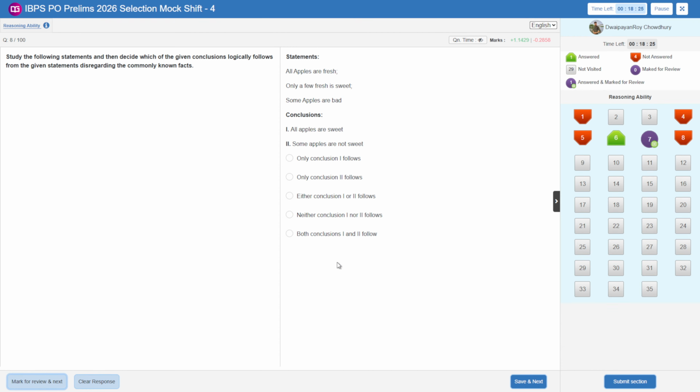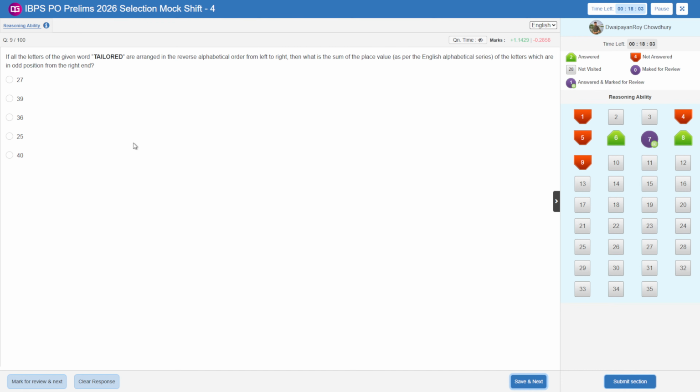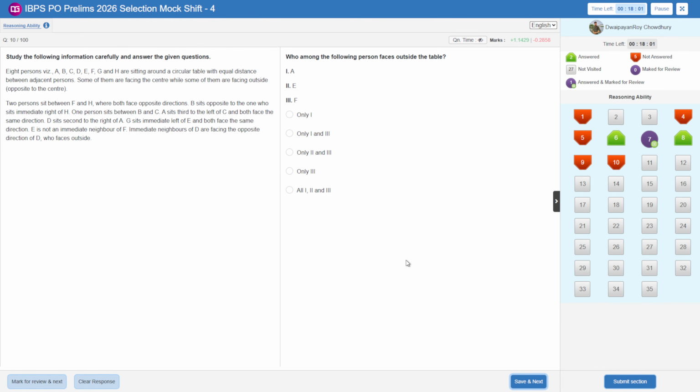Okay, all apples fresh, only fresh sweet. Some apples are bad. All apples are sweet. Some apples are not sweet. Either or. Okay. 8% equidistant. Some of them center, circular table. Some of them facing outside.